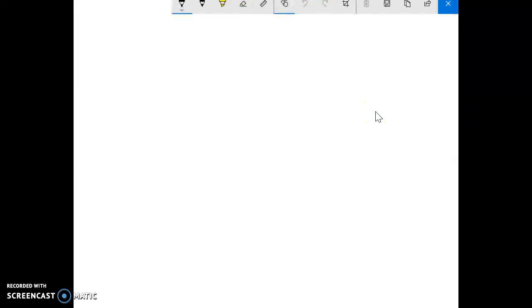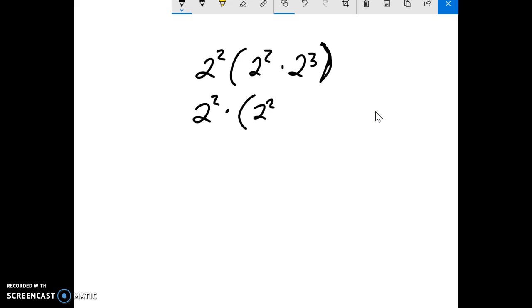The problem we had for our quiz today was 2 to the second power, parentheses, 2 to the second times 2 to the third. Let me close that parenthesis, right? What this actually means is 2 to the second times 2 to the second times 2 to the third. So we're going to do parentheses first, and we know our product of powers property, we're going to be adding.